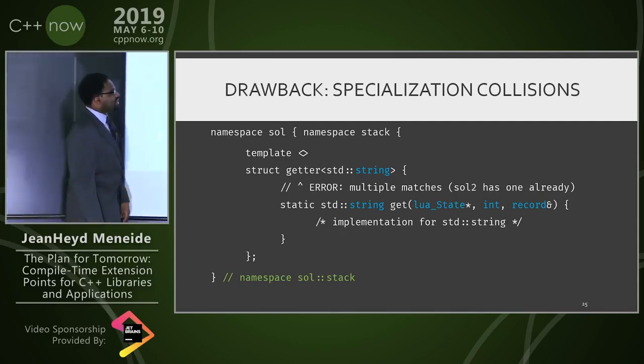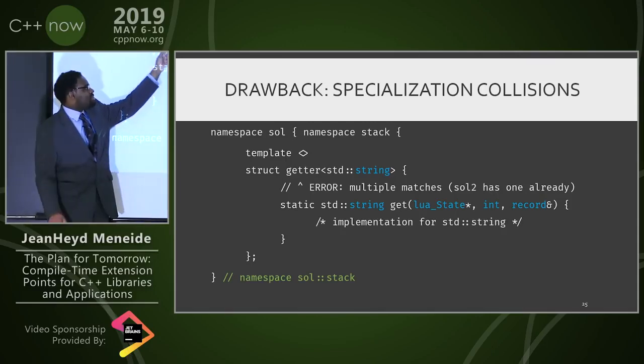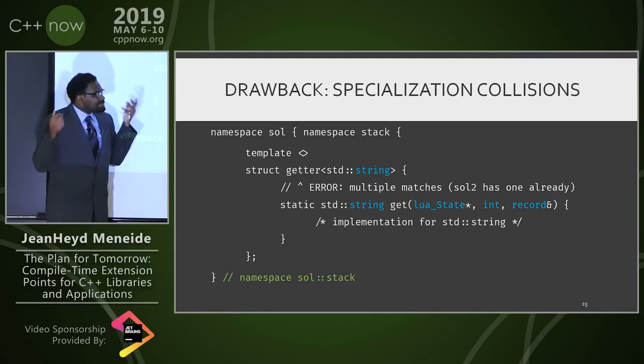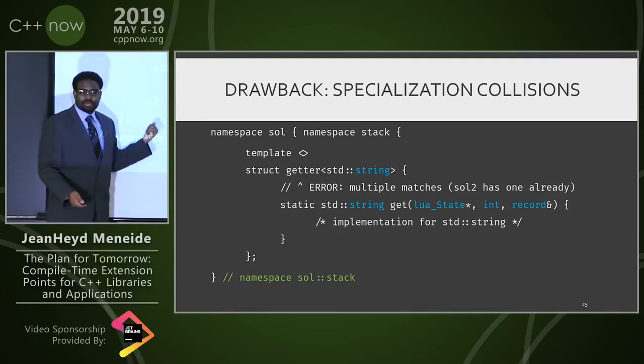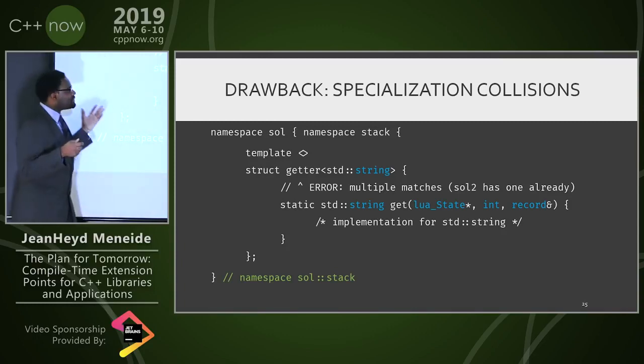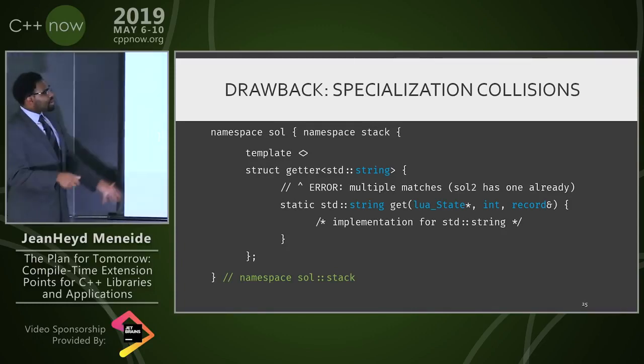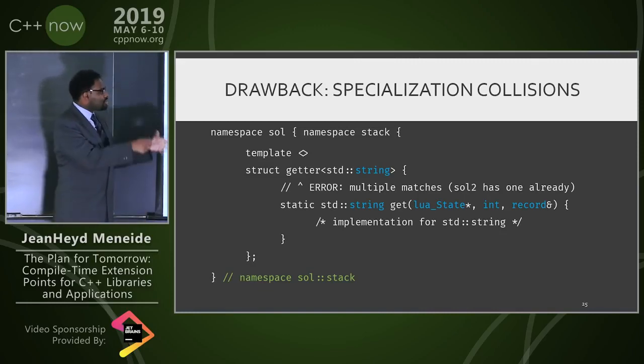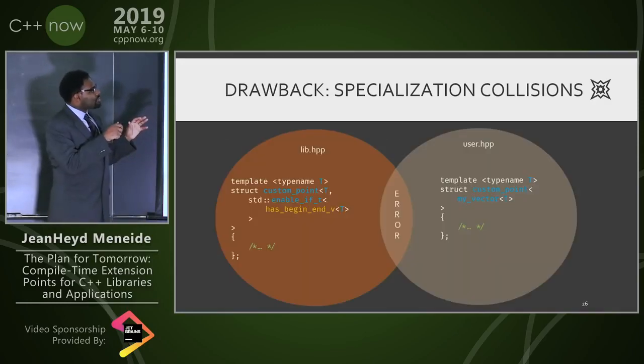Well, the problem is that in Sol2, I already defined this. So when somebody wants to say, oh, I want to handle std::string in a different way, well, I already wrote this for you. So you can't do this anymore. You can't extend it anymore. And so this becomes a problem for the implementation. It becomes impossible to actually hold down what happens.